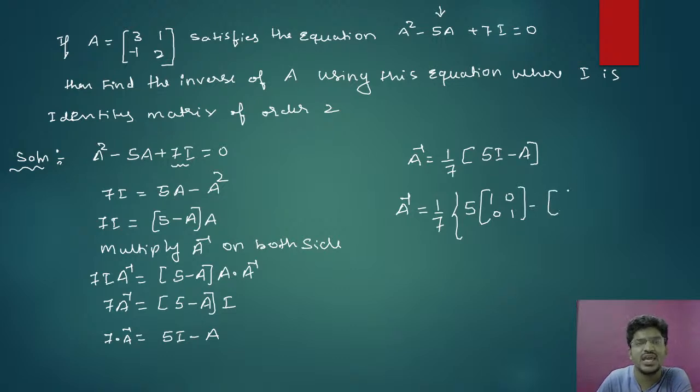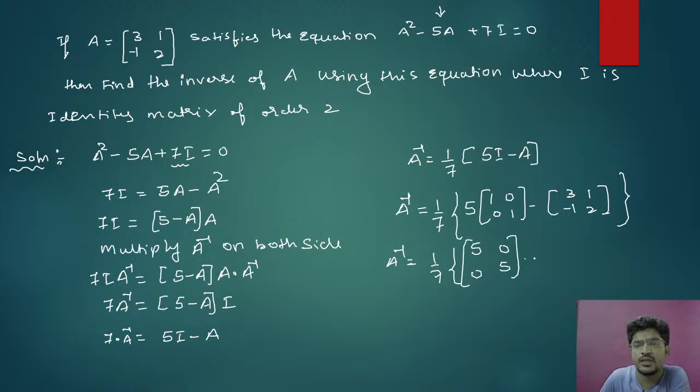You can write A as [3 1; -1 2]. Clear? So now from this you get A inverse equal to 1 by 7 into [5 into 1 is 5, 5 into 0 is 0, 5 into 0 is 0, 5 into 1 is 5] minus [3 1; -1 2].